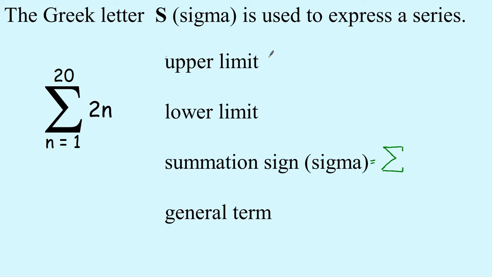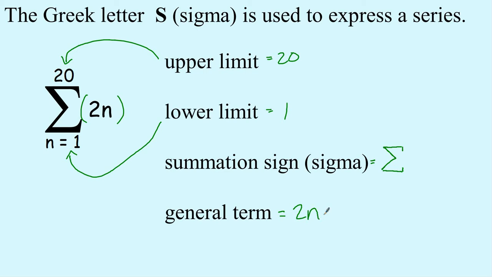All right, the upper limit would be 20, because that's the high end. The low end is underneath the sigma, so that would be 1. And then the general term is the thing to the right. So the general term is 2n. Okay, I get kids that mess up sigma notation all the time, but you're gonna keep seeing this. Okay, it's gonna come back, so get familiar with it.